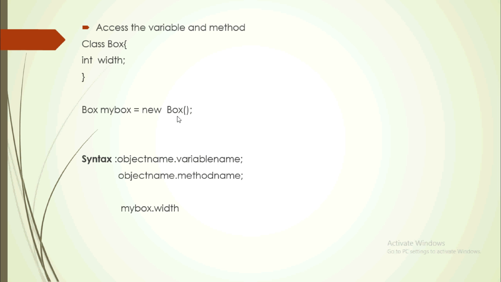Now when we have to access anything, how do we write it? We write the object name dot variable name, or object name dot method name. The dot is an operator that is basically used for accessing the variable name or the method name. Here I have shown one example, myBox.width, where myBox is the object name and width is a variable name. You can see these two things here.